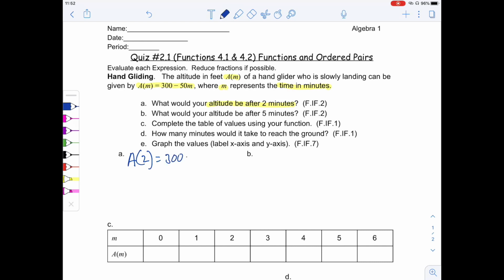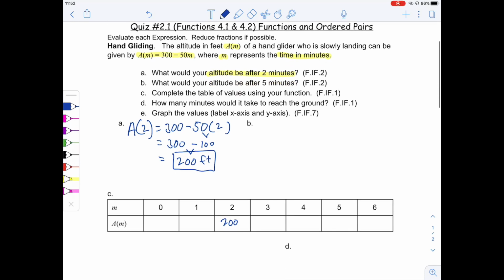So 300 minus 50 times our m, our minutes, which is 2, right? So altitude after 2 minutes. We substitute our input value 2, and we're going to find out what is our output value. So we get 300, and then negative 50 times 2 is negative 100. And you subtract those, you get 200. So the altitude is 200 and our units is feet. So 200 feet for our first part. And we also can enter that in our table, 200 feet.